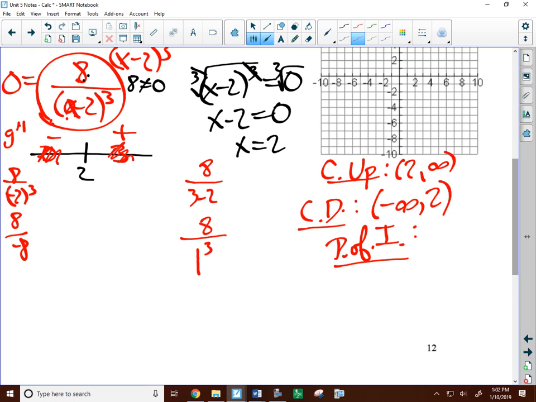Okay, and finally, points of inflection. Points of inflection will occur when the concavity changes. And it changed from negative to positive right here. So hold that thought, don't write it yet. You probably want to say, all right, x equals 2. There's a point of inflection because the concavity changed.